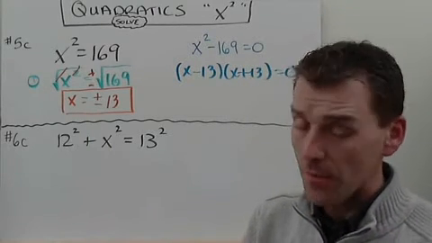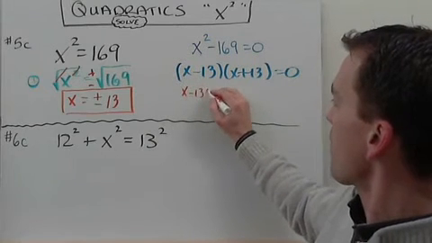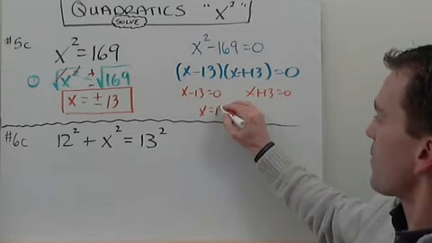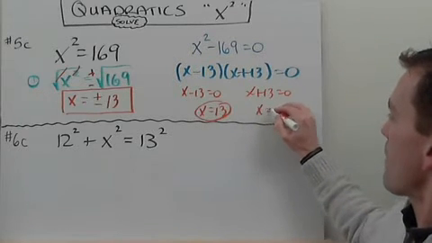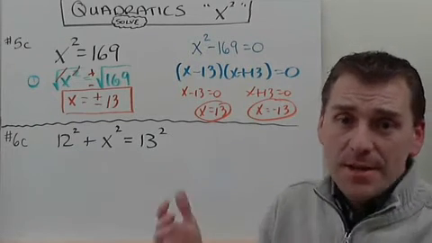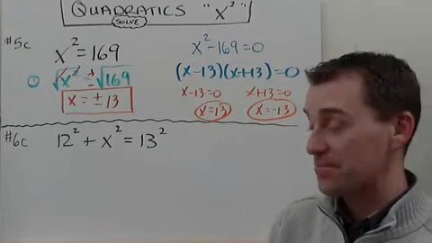Well, you can use something called the zero product property to set these two things equal to zero, like that, and solve. And you get either 13 or negative 13. So they're both the same exact answer. Which way is better? Doesn't matter. It's just a review.